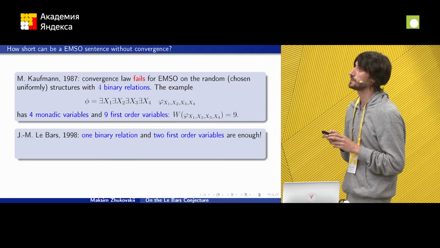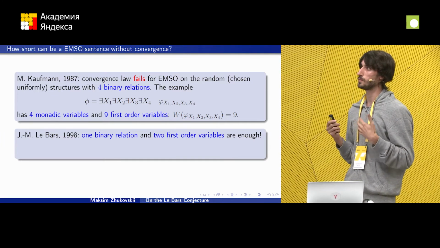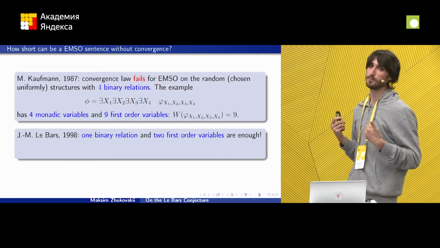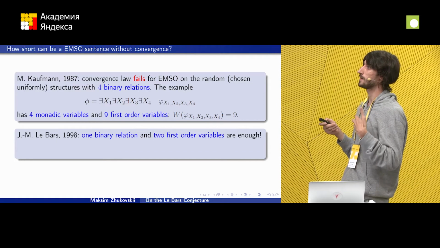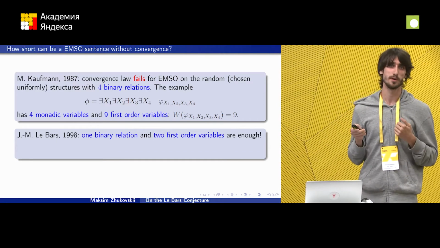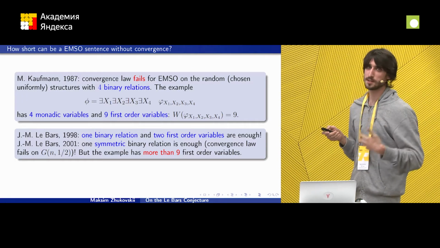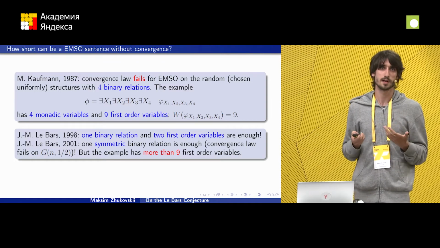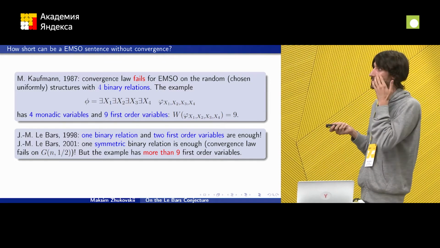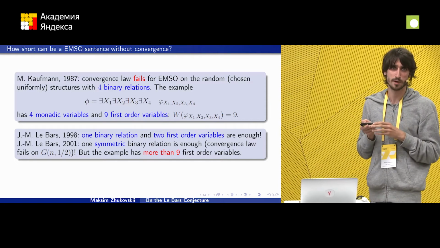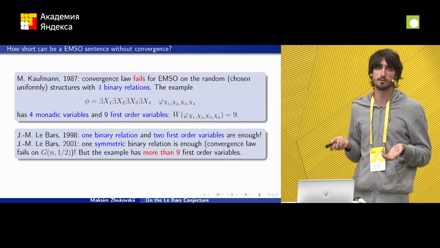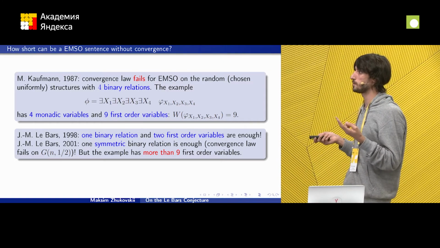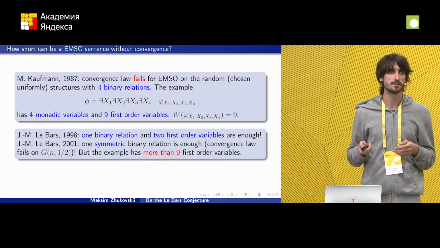Then in 1998, Le Bars proved that the same is true for one binary relation, and we can even find a sentence with only two first order variables. And after that, in 2001, he proved that the same is true for symmetric binary relations, so that the convergence law doesn't hold for graphs. But in this example, he has many more than 9 first order variables, and he asked: is it true that there is no convergence law, or maybe there is a 0-1 law, if we have two first order variables and we consider graphs?